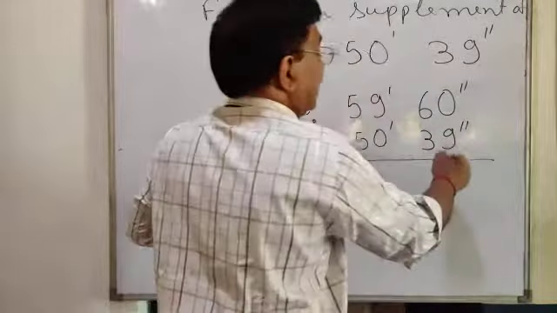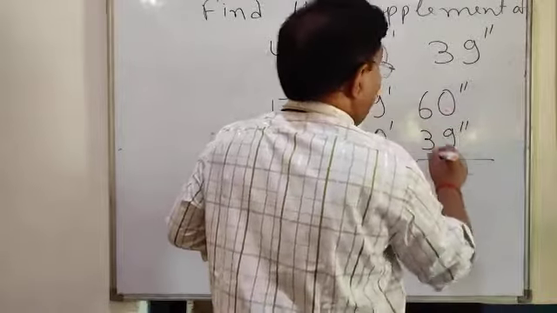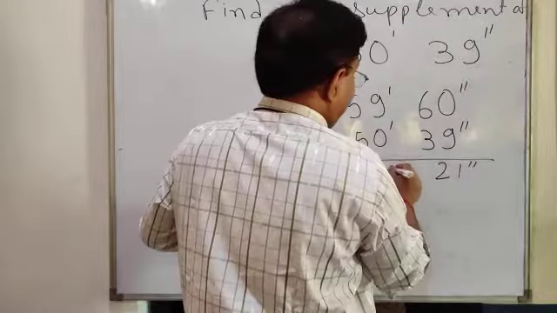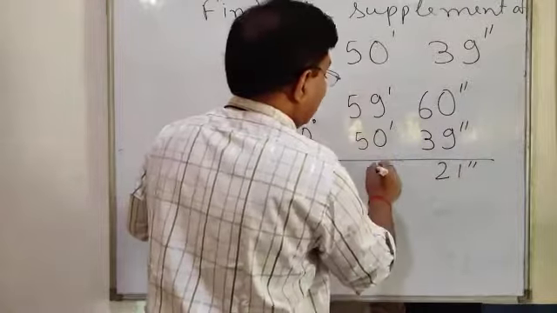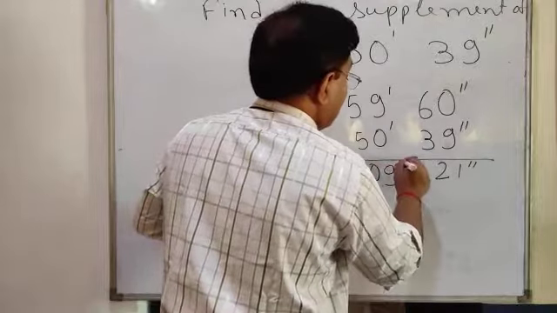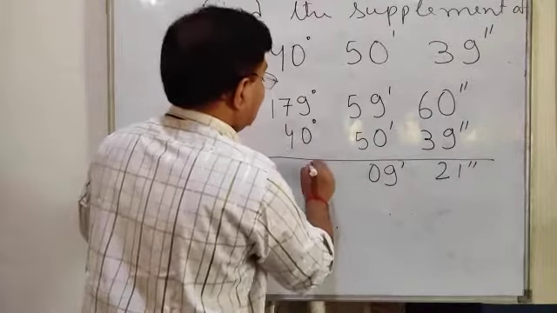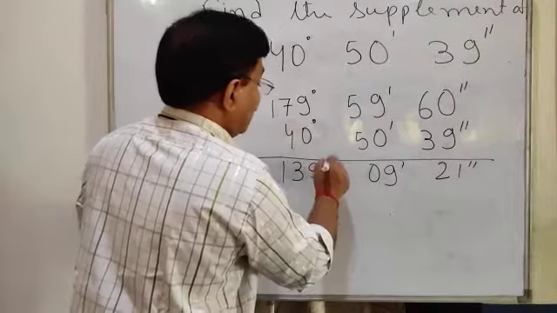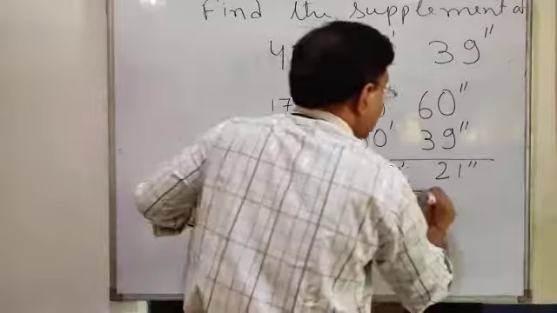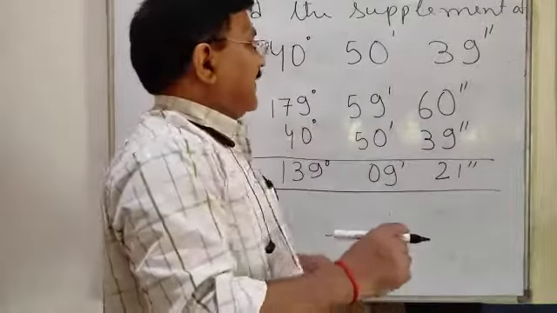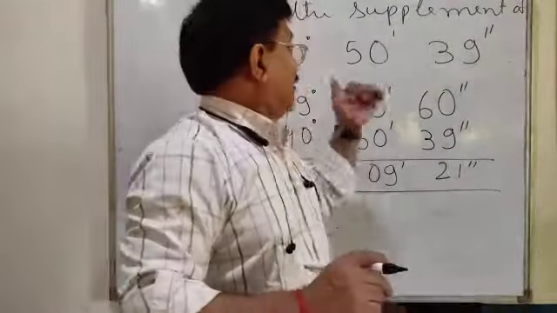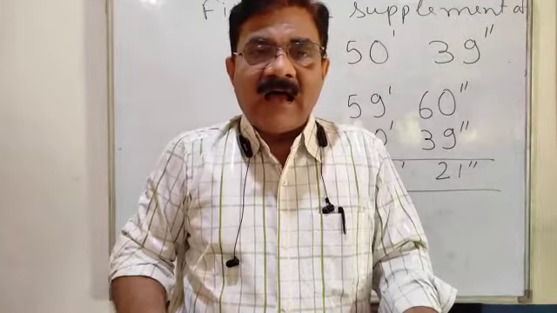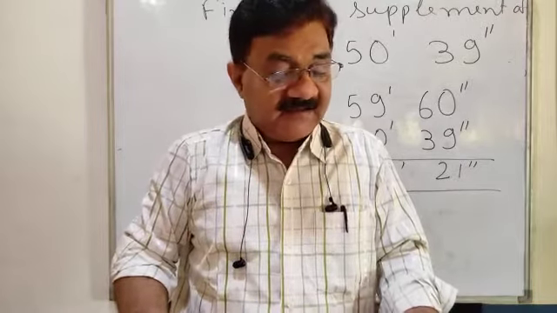Now subtract it. 60 minus 39, 21 seconds. 59 minus 50, 9 minutes. 179 minus 40, 139 degrees. So 139 degrees 9 minutes 21 seconds is the supplement of that given angle. So I am sure you have understood it.